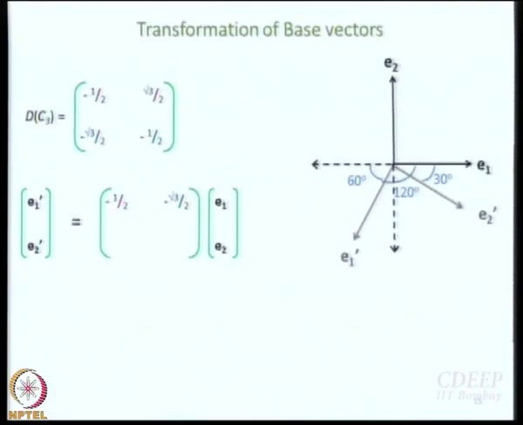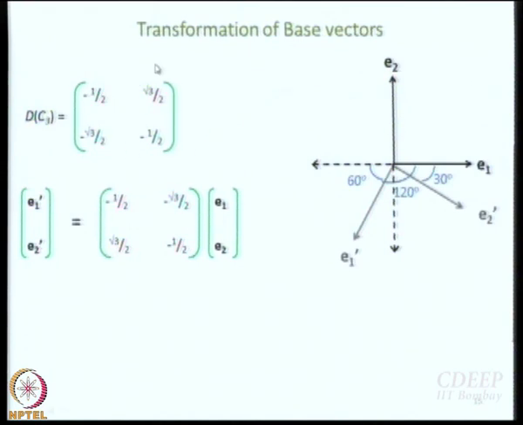What is E2 dashed? E2 dashed is equal to root 3 by 2 E1 and then minus half E2. Is that right? So this is the matrix that we get: minus half, minus root 3 by 2, root 3 by 2, minus half. So now we have two transformation matrices.